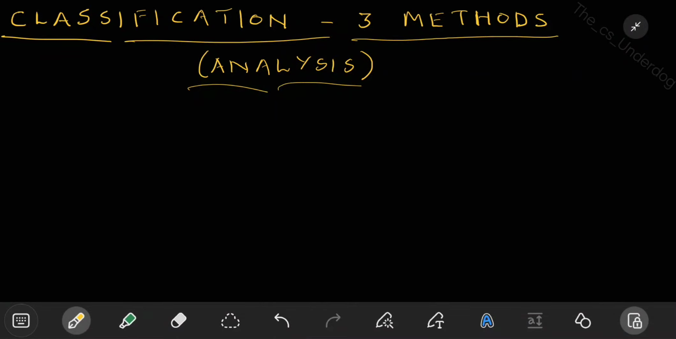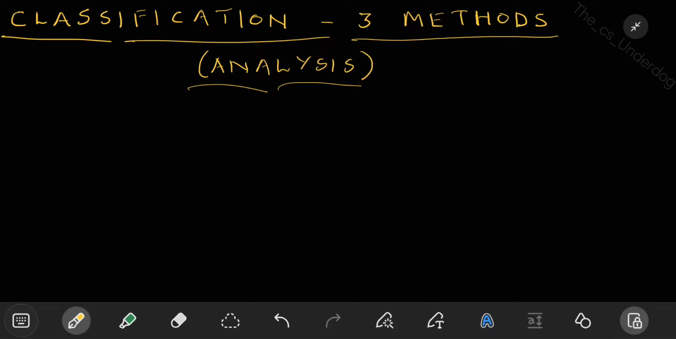Analysis of the three methods of classification. In the previous lecture, we saw three different methods which were used for classification. So in this lecture, we are going to have an analysis of that. Basically, our idea is to understand when to use each method. To be clear of that, we are having this lecture separately.